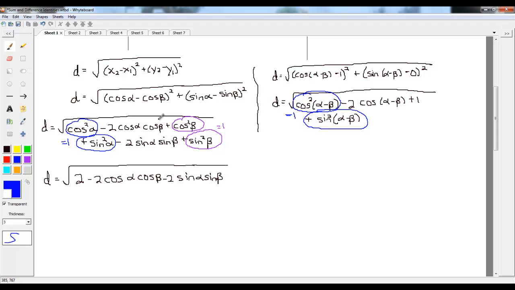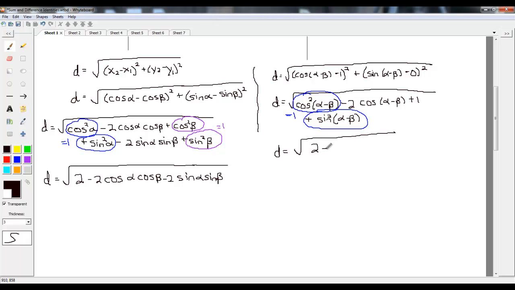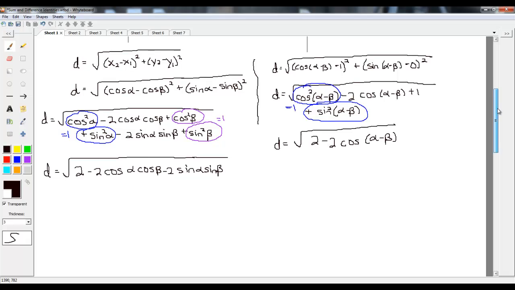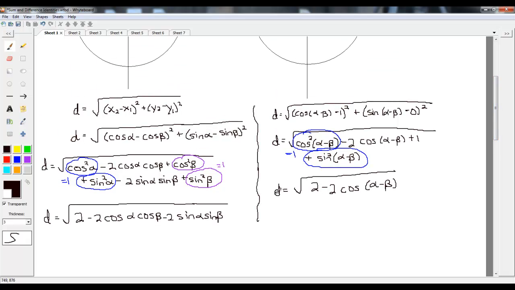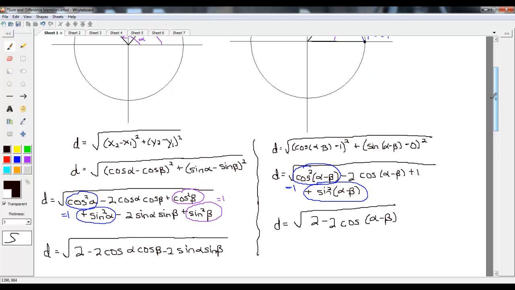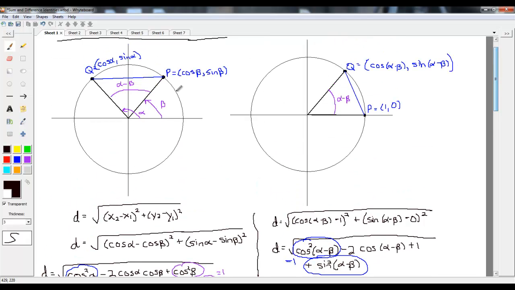So then we've got d equals square root. This one plus that one is 2, 2 minus 2 cosine of alpha minus beta. Now remember, though, that distance is the same either way, on the left side and on the right side. This distance between P and Q is the same. So we just shifted everything.